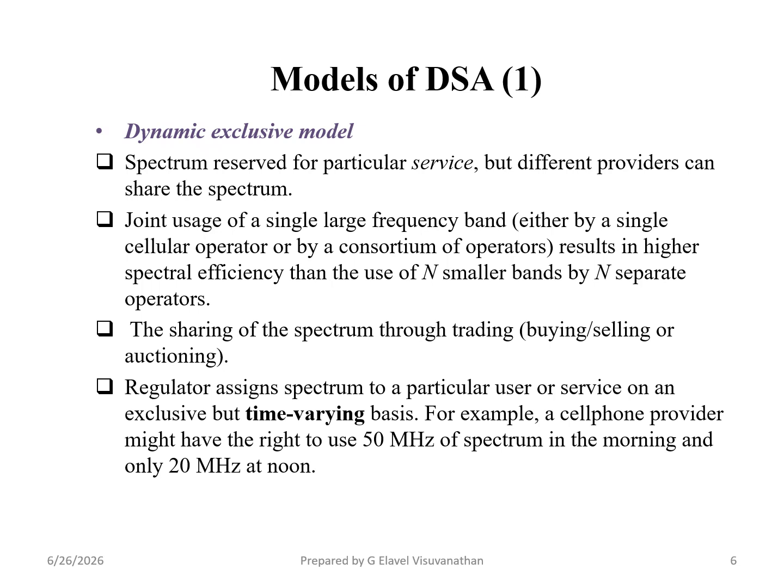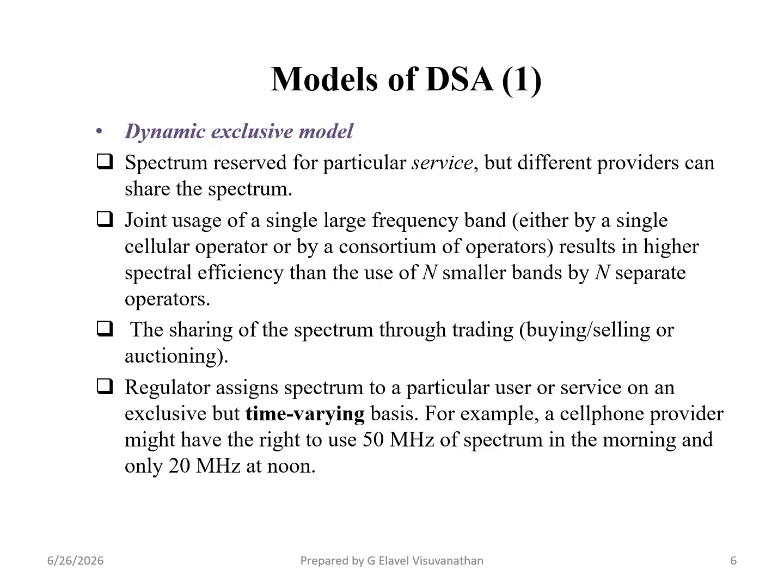Time varying basis means in the morning there will be a large number of users. Why? Because they want to catch the train, they want to catch the bus, they want to book Ola, Uber, like that. So everyone will be communicating with a mobile phone. Once they settle down in the office, they will put the cell in silent mode. So comparatively, from 8 to 5, only 20% of the users will use their mobile phone. So that was the scenario. A regulator assigns spectrum to a particular user or service on an exclusive but time varying basis. That was the thing.